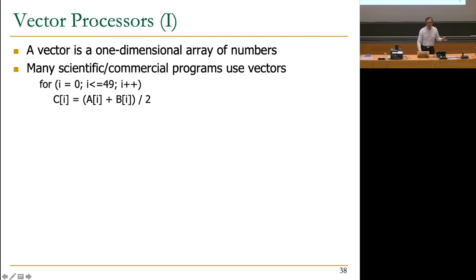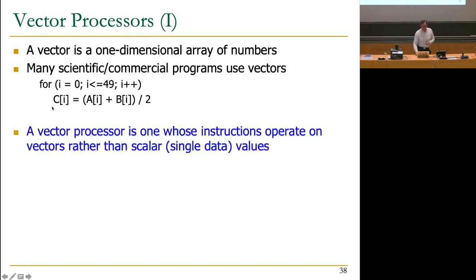So what is a vector? A vector is really a one-dimensional array of numbers. This is a math definition. And clearly many scientific and commercial programs use vectors. There are many of them. That's why people have developed SIMD extensions that we're going to talk about at the end of this particular lecture. But let's look at this example. This example averages 2 vectors, right? It basically takes the element-wise average of 2 50-element vectors. A and B are both 50-element vectors. You're working on 50 elements at a time and storing the average into the C vector.